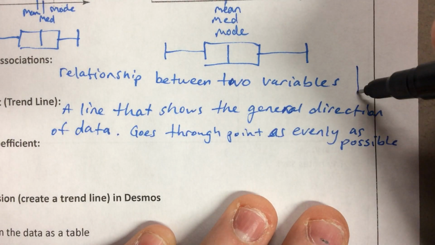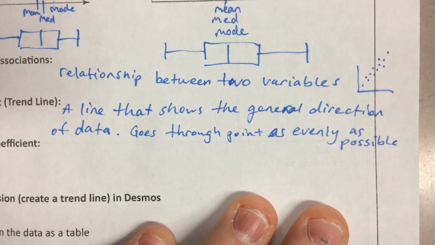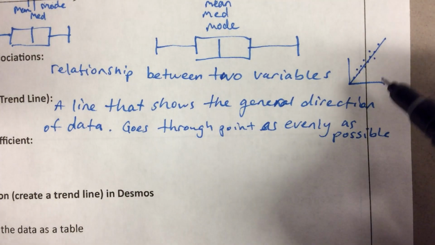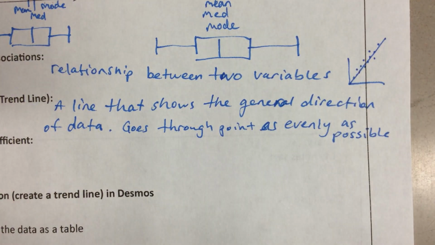Okay, so I'm going to draw a little picture right here. For example, like if there was a scatter plot, looks like this, your trend line would kind of go up through the middle where there's just as many above it as below it, and try to go through.